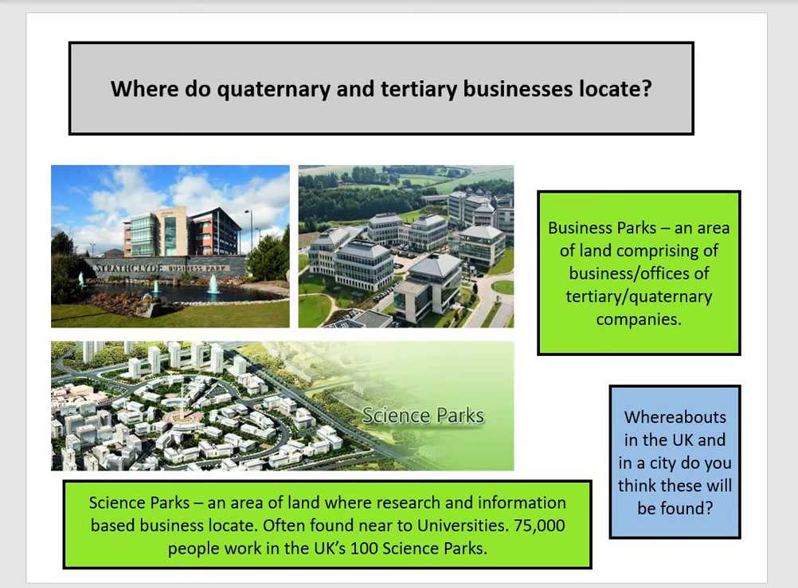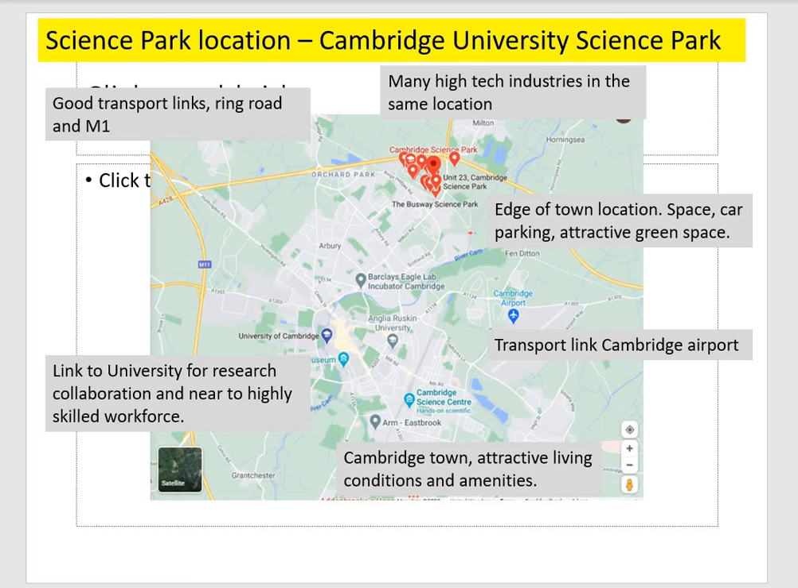So we're going to just have a look at a couple of examples of science parks and business parks and where they tend to locate and why. And again, this is something that often pops up on the exam paper. So you might get an extract of a map that's got, say, a science park on it, and you might be asked why you think that science park has chosen to locate where it has. So this is a map showing Cambridge University Science Park, just right here.